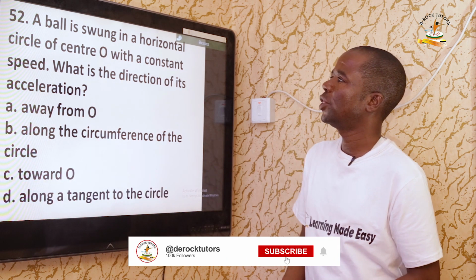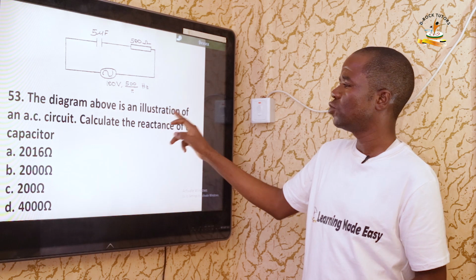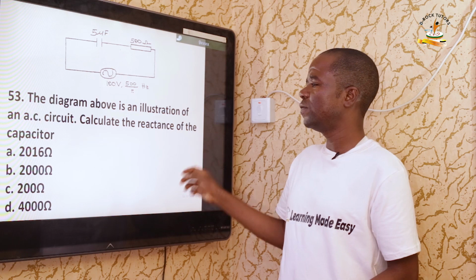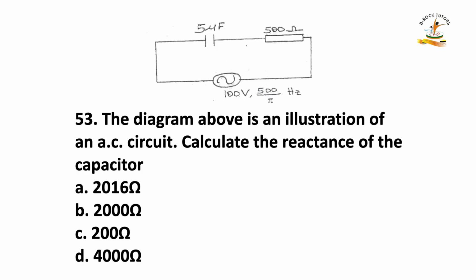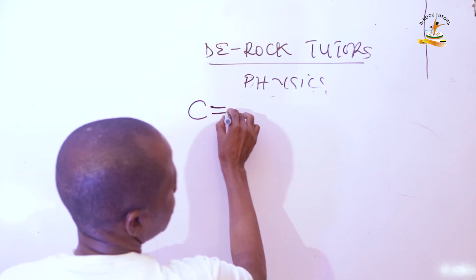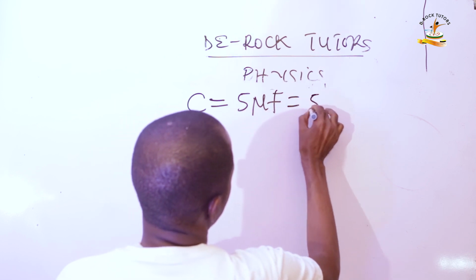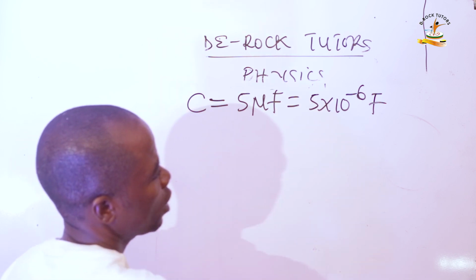C. Number 53. We are given this AC circuit. The diagram above is an illustration of an alternating current circuit. We are to calculate the reactance of the capacitor, that is capacitive reactance. Let's look at the board and see how we can solve this. If you look at the board, we can see that the capacitor is given as 5 microfarad. This is equal to 5 times 10 to the power minus 6 farad. That's the meaning of the micro here.